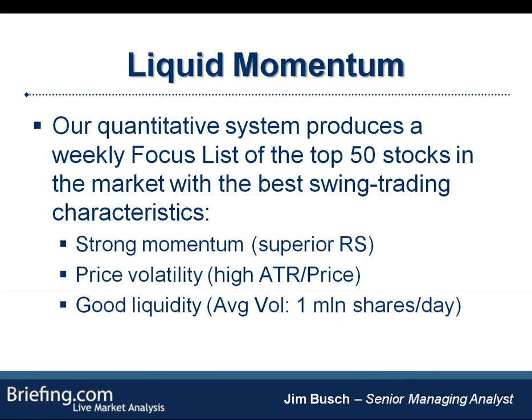And finally, liquid momentum. This is the third one. It's our quantitative system that produces a weekly focus list of the top 50 stocks in the market with the best swing trading characteristics, which we define as strong momentum or the presence of a trend. And we use relative strength to define those. Price volatility, which we find using a high average true range divided by price ratio. And good liquidity, so it trades a million shares a day on average.